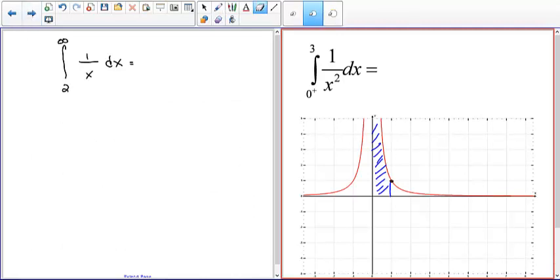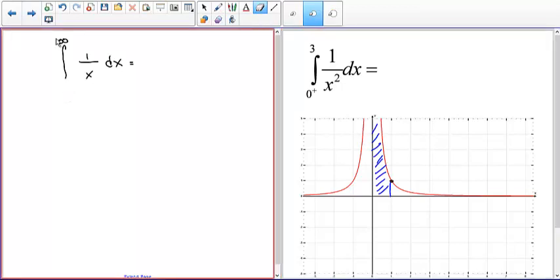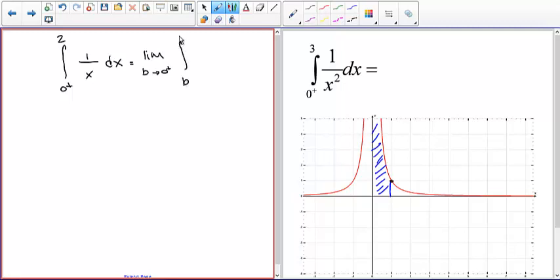What we'll do is we'll do it from 0 plus to 2. Okay, so in this case, it's not because we're going to have an infinite limit, but we have a limit where the function goes to infinity. So we take the limit as b goes to 0 plus of the integral from b to 2 of 1 over x dx.